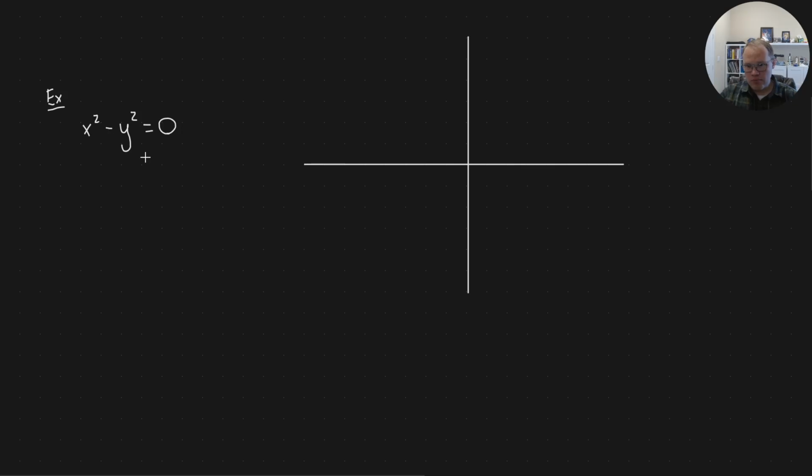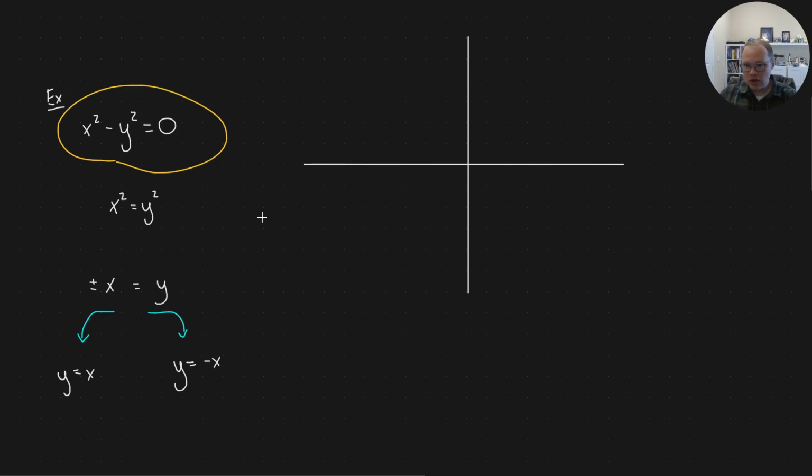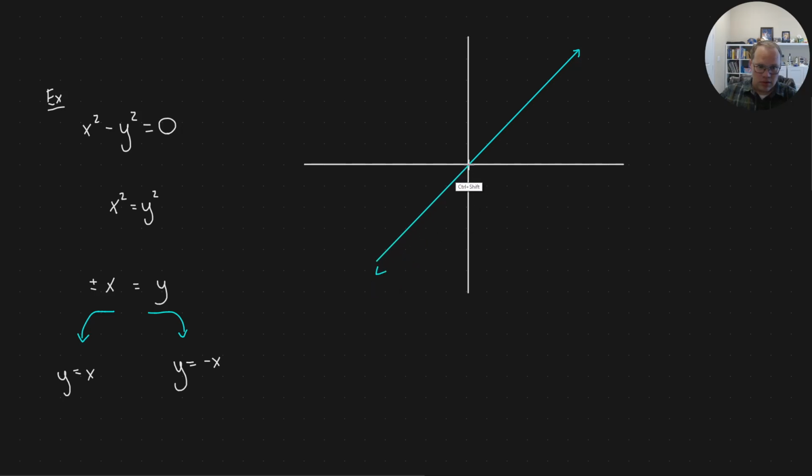This guy, if we were to move the y squared over to the other side, we have x squared equals y squared. And if I want to get rid of the squares, I could take the square root. But remember, when I take a square root, I have to think of all the possible values. So I want to think about the positives and the negatives. So this actually gives me two equations: y equals x and y equals negative x. And so the solution to this is actually two lines. The line y equals x and the line y equals negative x.